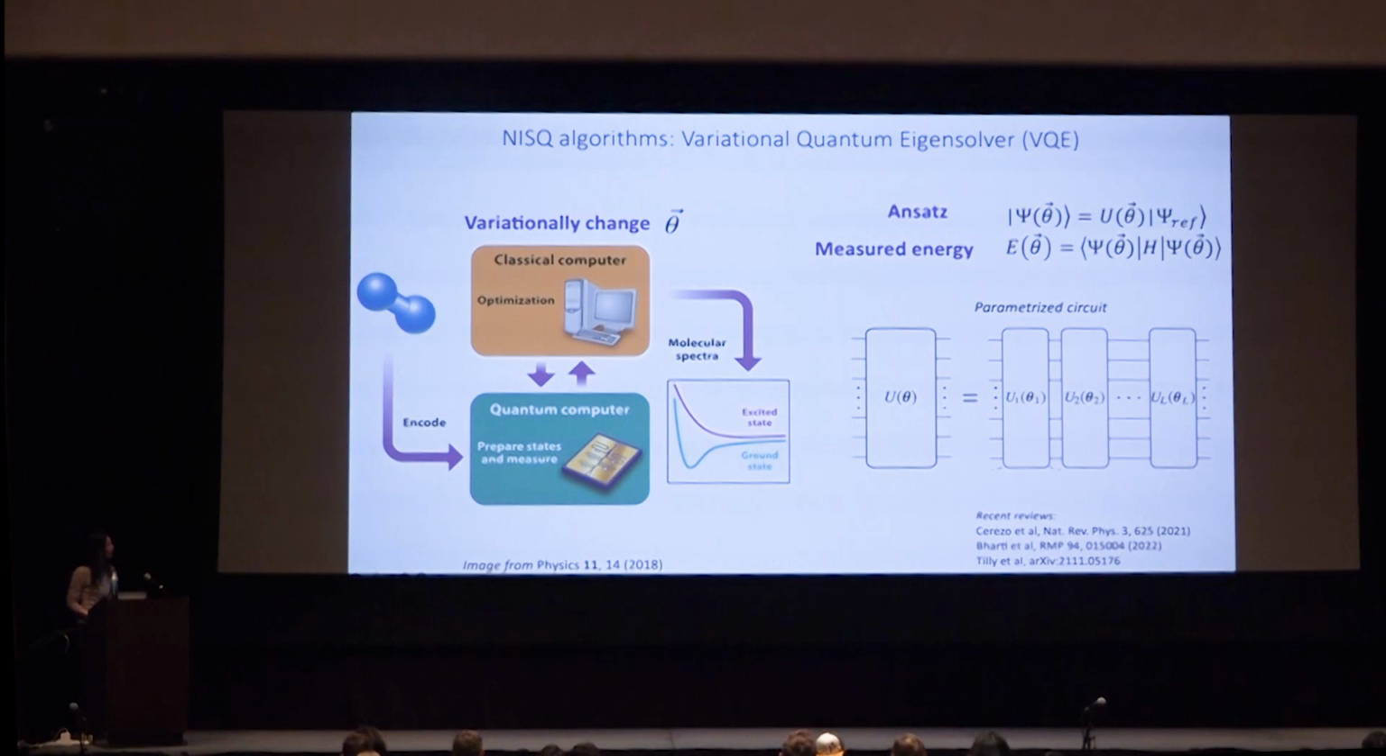So here you see a parameterized circuit like that. I have some U of theta, which is a large unitary acting on all the qubits, and we break that up into different unitaries, each carrying one parameter.